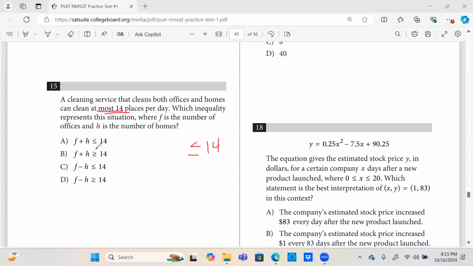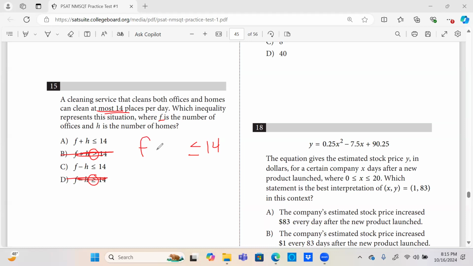So that will take out B, because that's going the wrong way, and D, that's going the wrong way. Because they can do at most 14. So that's the absolute maximum they can do. And that includes offices, which is F, that we usually don't use O because it looks like a 0.